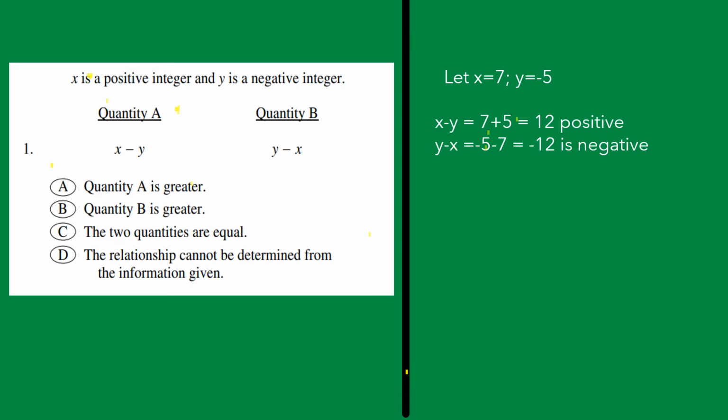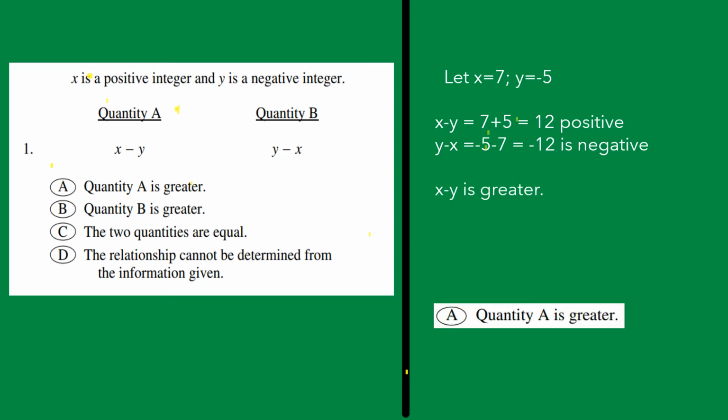We would like to check whether a is greater, b is greater, the two are equal, or you cannot find an information from this. It looks like my x minus y, which is quantity a, is more than y minus x, which is quantity b. So x minus y is greater, quantity a is greater.